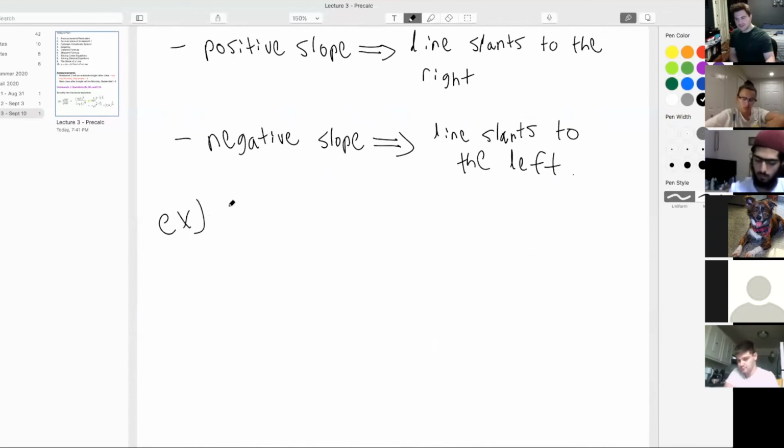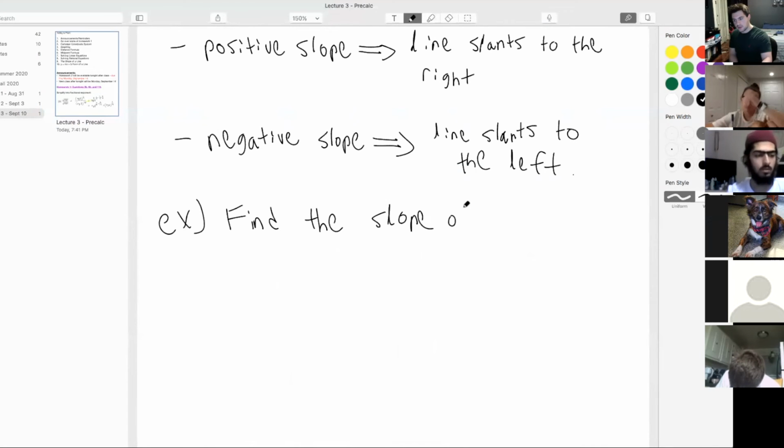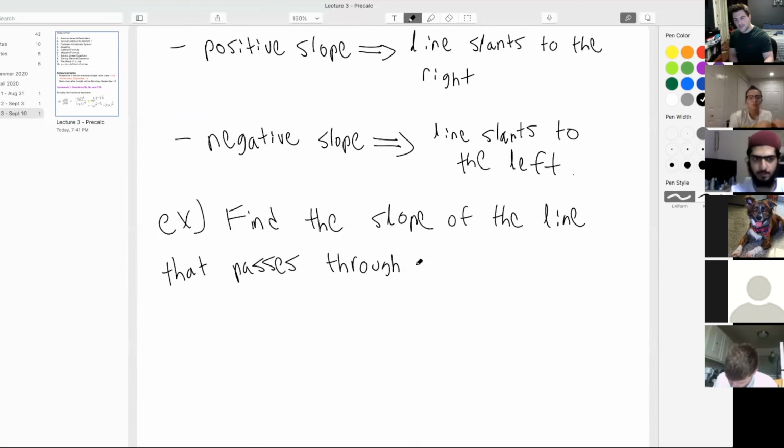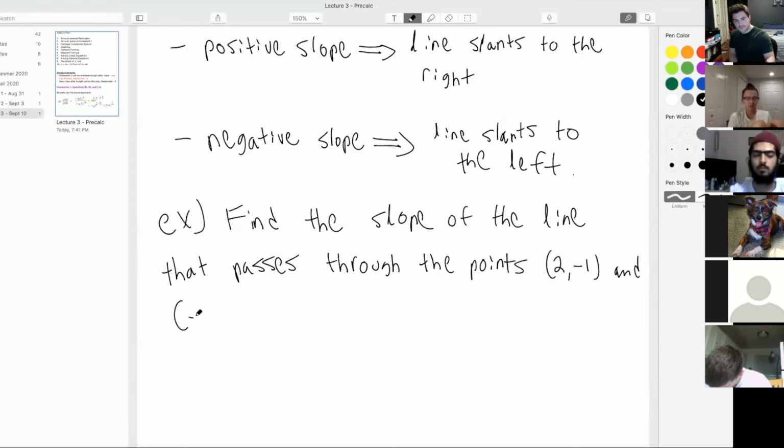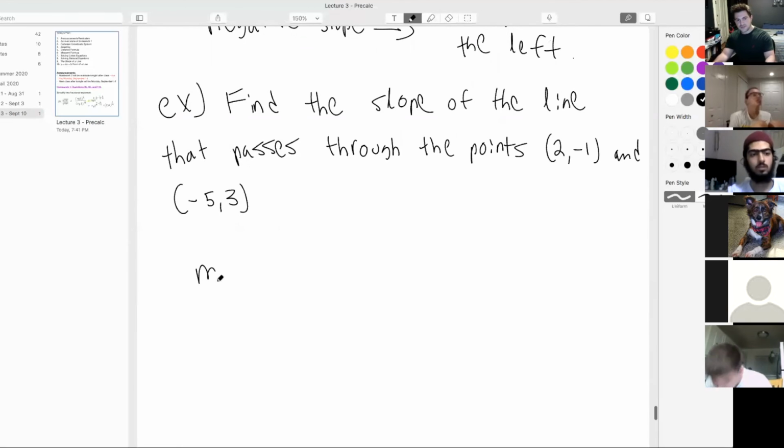Okay, so example, find the slope of the line that passes through the points 2, -1, and -5, 3. All right, so we just need to use that formula.